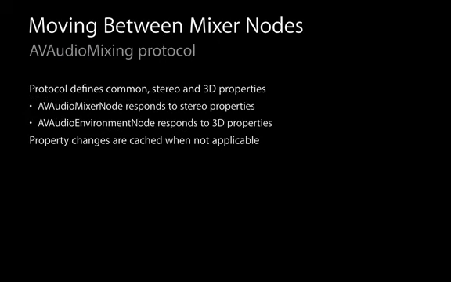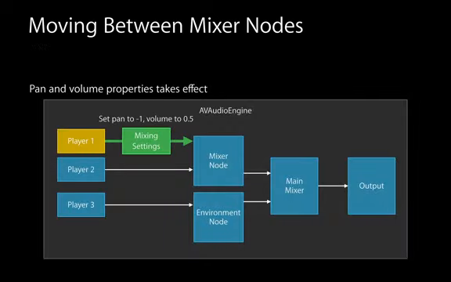So now we've talked about two types of mixers. You have the 2D mixer, and you have the 3D mixer. And source nodes, that is the player or the input node, talk to these mixers using the AVAudioMixing protocol. So I just wanted to point out that when a source node is connected to a 2D mixer, then all of the common and the 2D mixing properties take effect. When a source node is connected to a 3D mixer, then all of the common and the 3D mixing properties take effect. Let's look at what that looks like here.